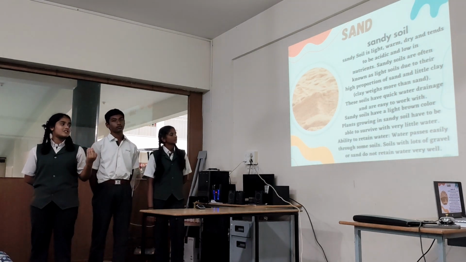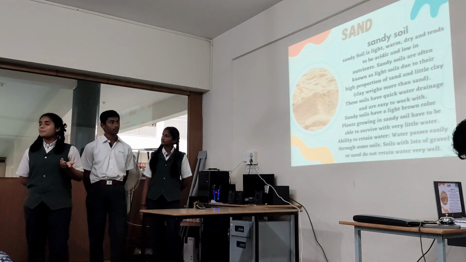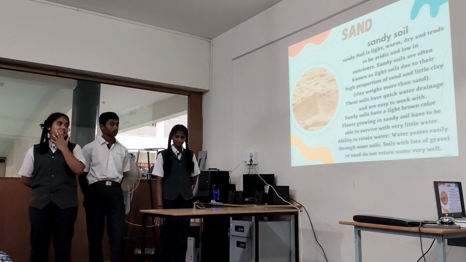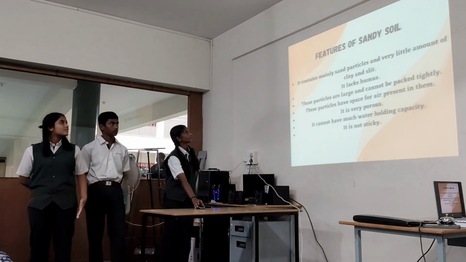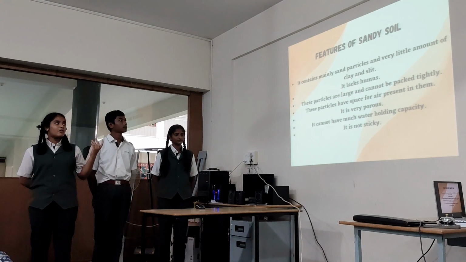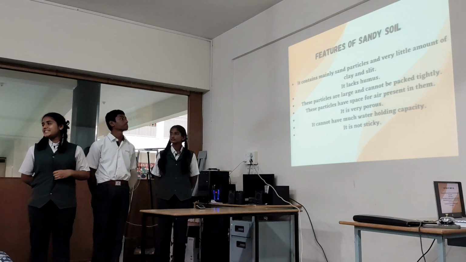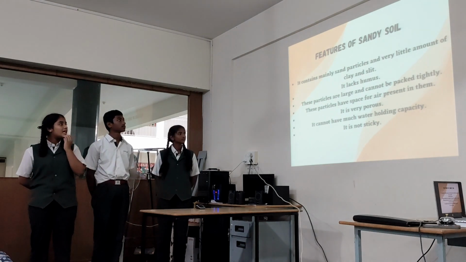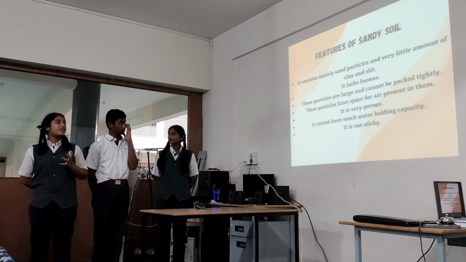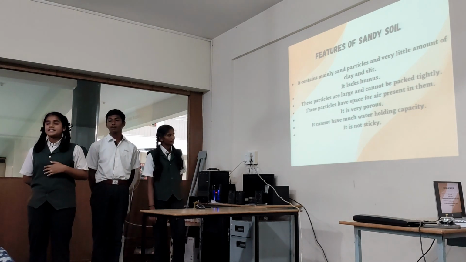Next, water passes easily through some soils. Soils with lots of gravel or sand do not retain water very well, which means water passes easily, and sandy soil contains so much gravel that the water retainability is very low. Then the features of sandy soil. It contains mainly sand particles and a very small amount of clay and silt. It lacks humus, which means vegetation is very less in sandy soil. These particles are large and cannot be packed tightly. They have space for air present in them. It is very porous, cannot hold much water, and is not stable.